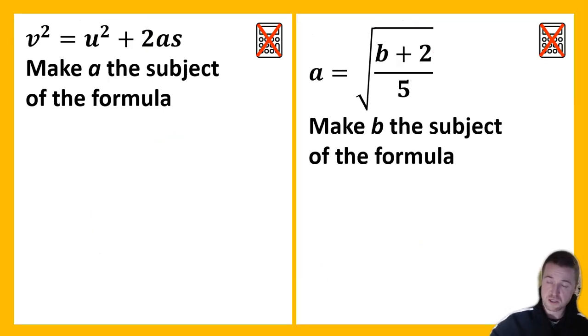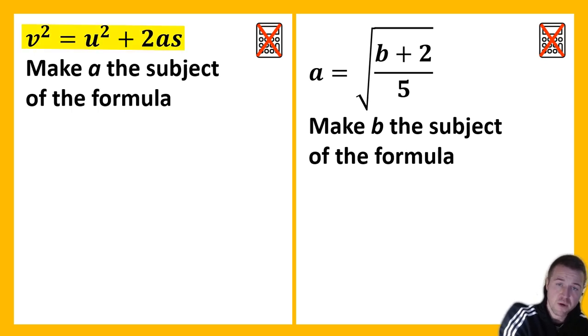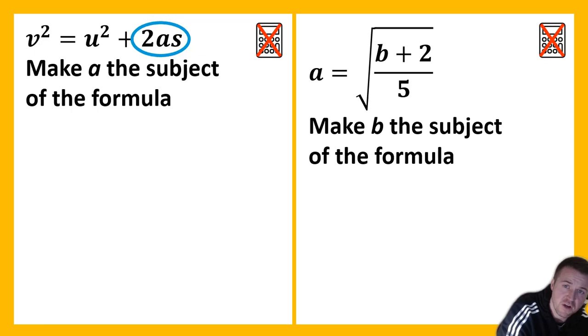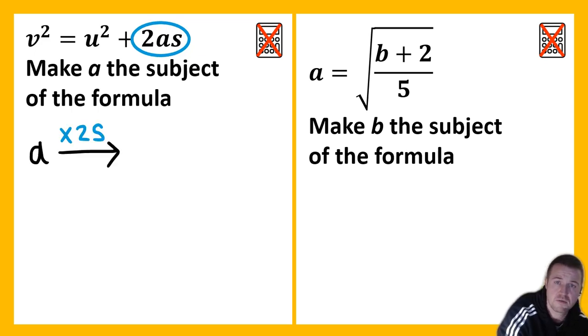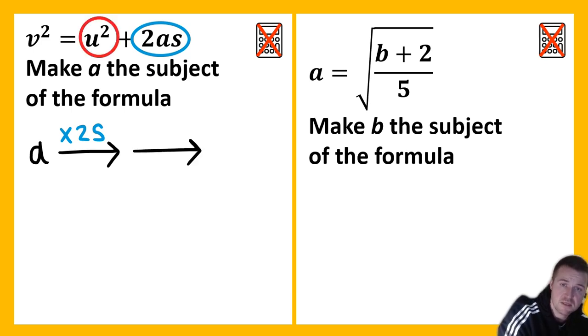On to the intermediate questions with a slight increase in difficulty. They do quite like getting you to change the subject of scientific formula, such as SUVAT equations. v squared equals u squared plus 2as, and we're making a the subject. If we look around a, the first thing we've done is multiplied a by 2s. Rather than writing this as two separate operations of timesing by 2 and then timesing by s, we can represent this as one operation by timesing by 2s.